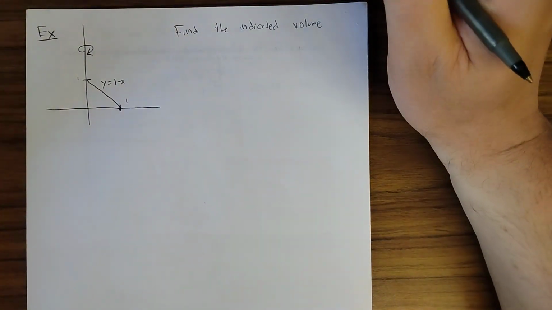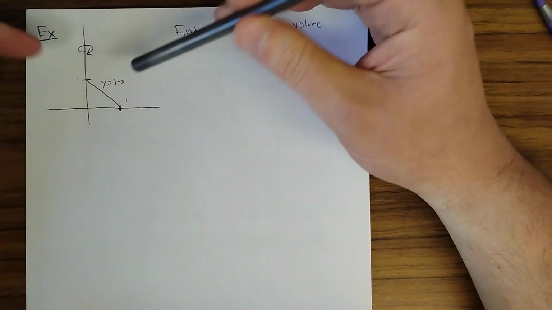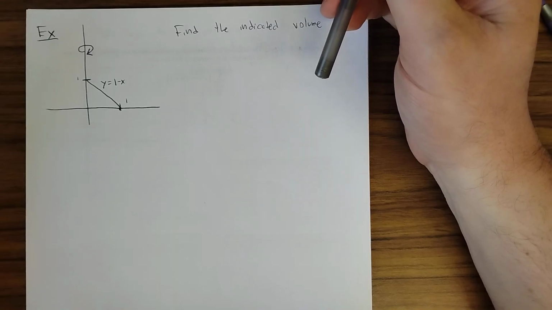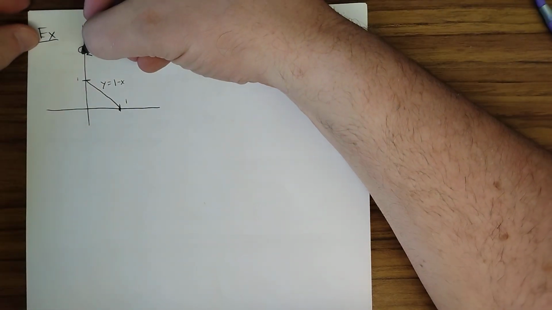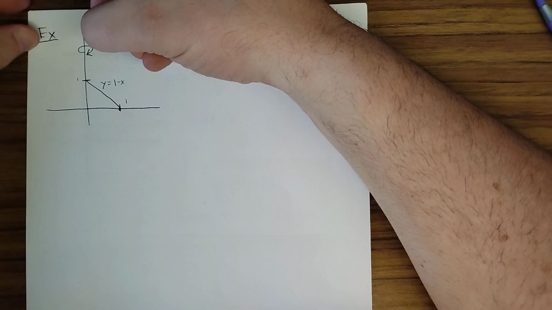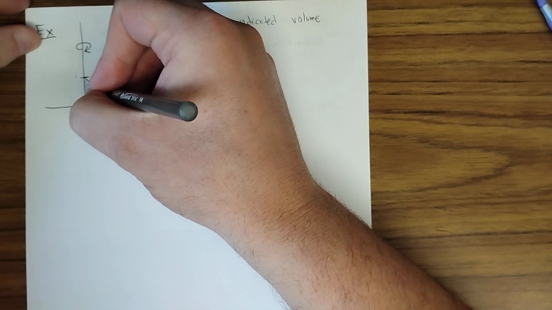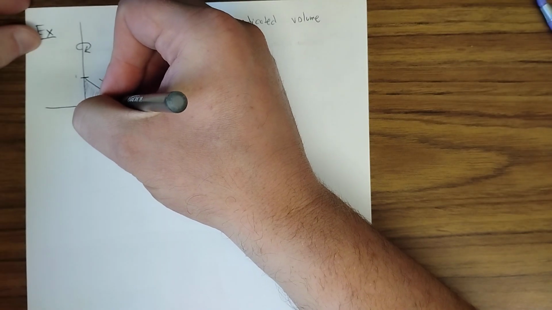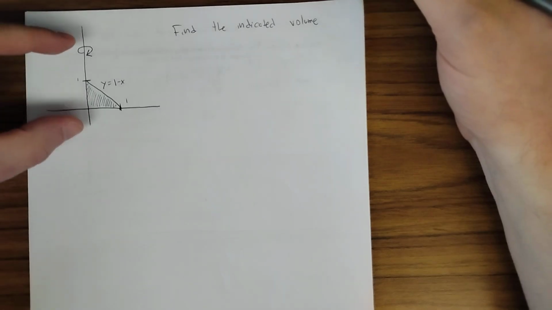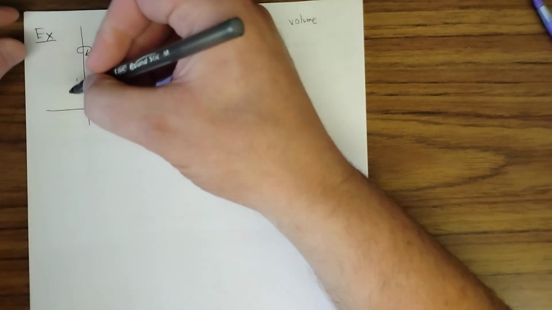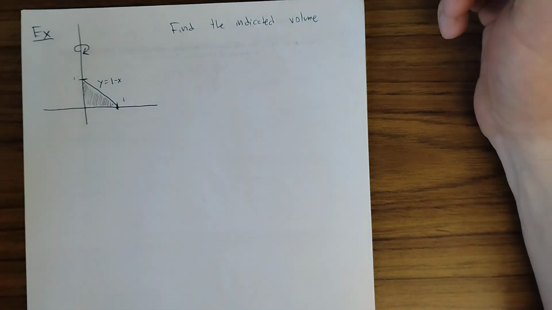Couple quick examples. Let's find the indicated volume. So notice the axis of revolution is here. Maybe I should shade this just to be clear what region we're doing. I'm taking this shaded region and I'm revolving it around the y-axis, and this line is y equals 1 minus x.